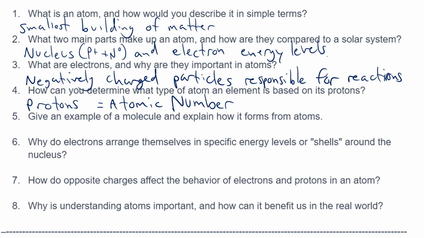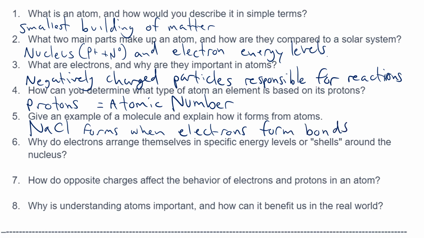Always, always. An example of a molecule and explain how it forms into atoms. So we're going to go ahead and just go with our example we had in the presentation, the sodium chloride. And sodium chloride forms when, we'll just say right now, that electrons form bonds. So a molecule is going to be 2 atoms that are joined together, and it forms when electrons form bonds.